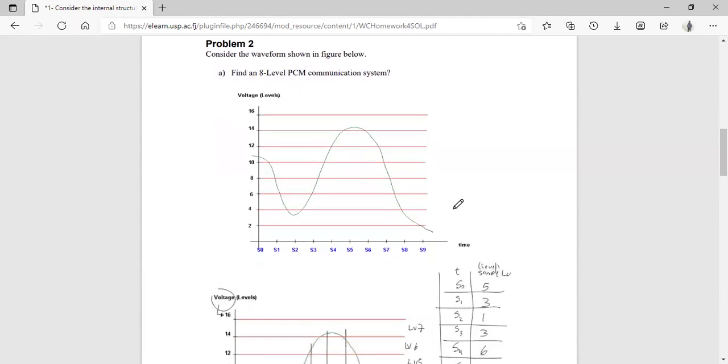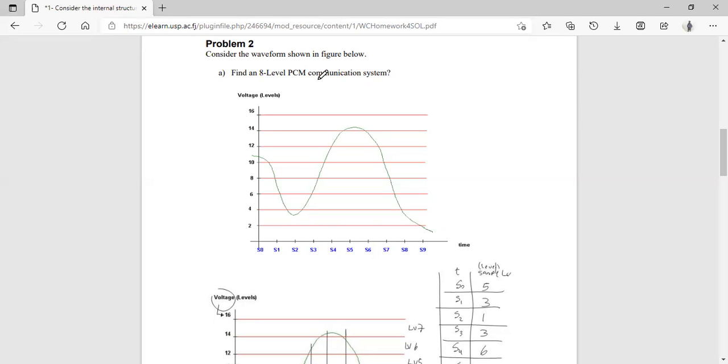Let's move on to problem number 2. Problem number 2 says: consider the waveform shown in the figure below. Find an 8-level pulse code modulation communication system.